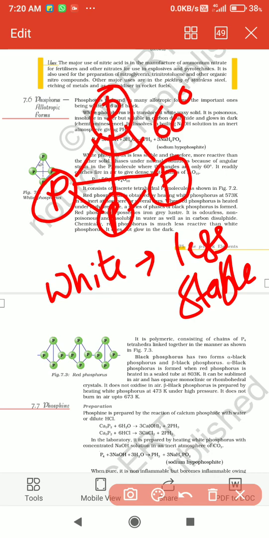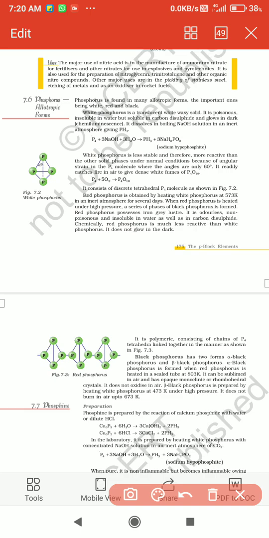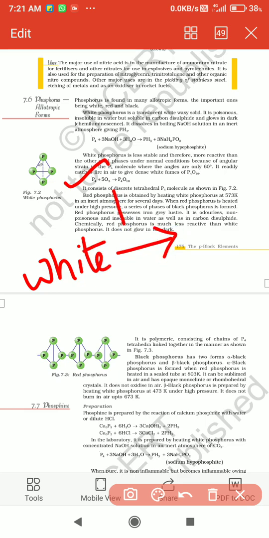Next, coming to red phosphorus. How do we get red phosphorus? White phosphorus, if heat energy is applied for several days, we will get red phosphorus.